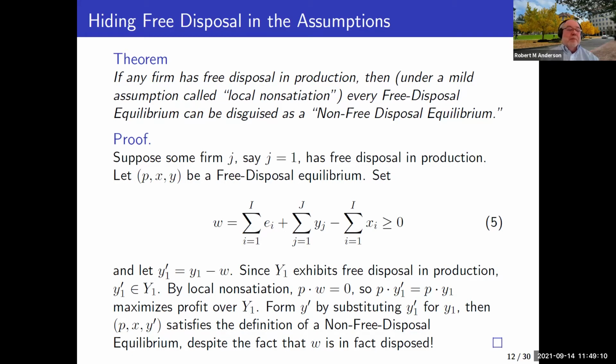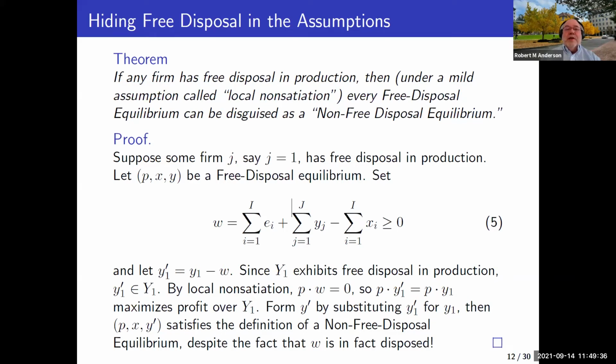So this is clearly something I cannot allow. I need to avoid the assumption of free disposal in production. The proof's quite simple, but I'm also running more slowly than I'd expected. So let me skip it, and people can easily read the slides afterwards and understand this is really an elementary fact.